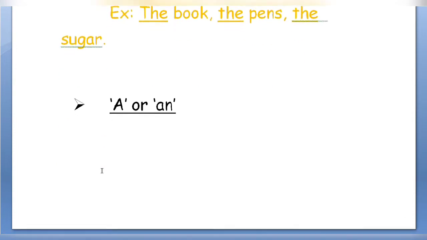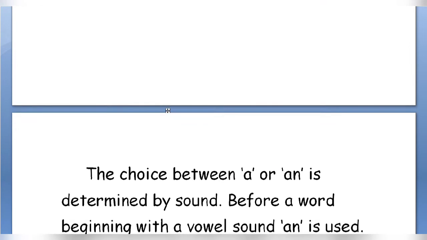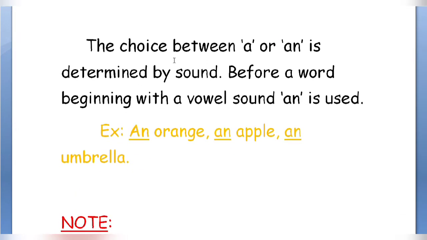Now, we'll see where we use a or an, that is, the indefinite article. The choice between a or an is determined by sound. Before a word beginning with a vowel sound, an is used. If a word begins with a vowel sound, we use the indefinite article an. Now see the example, an orange. When you say orange, it begins with the vowel sound O. So you use an orange.